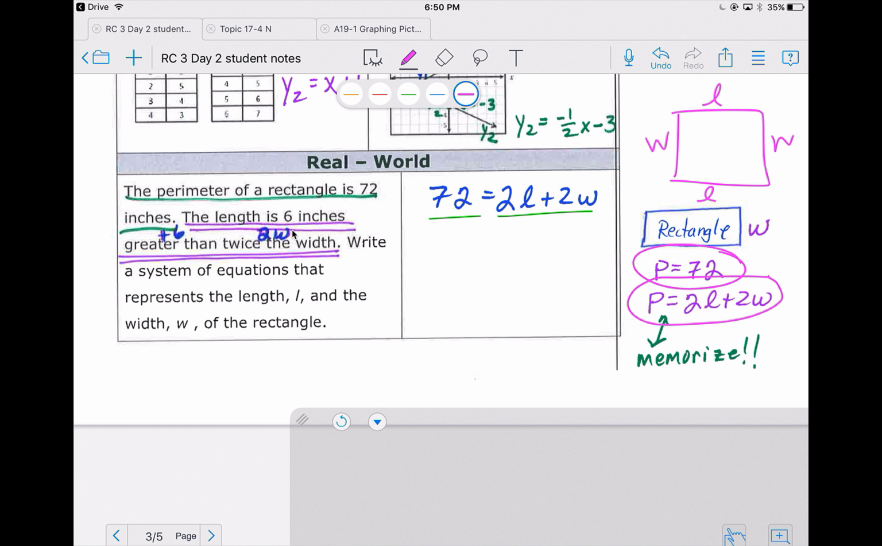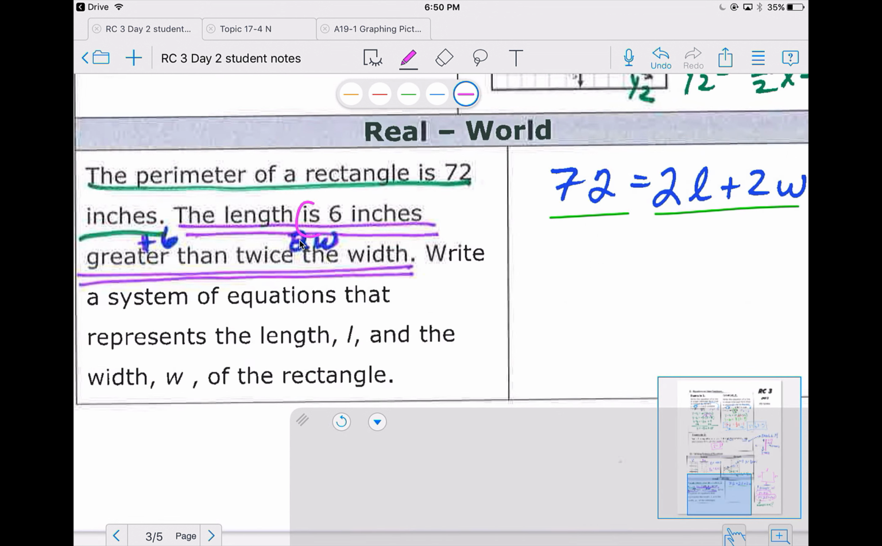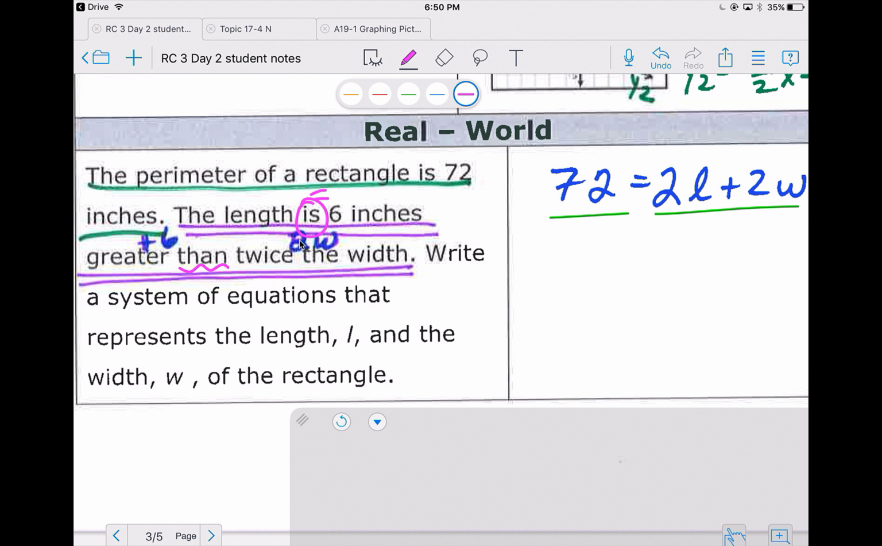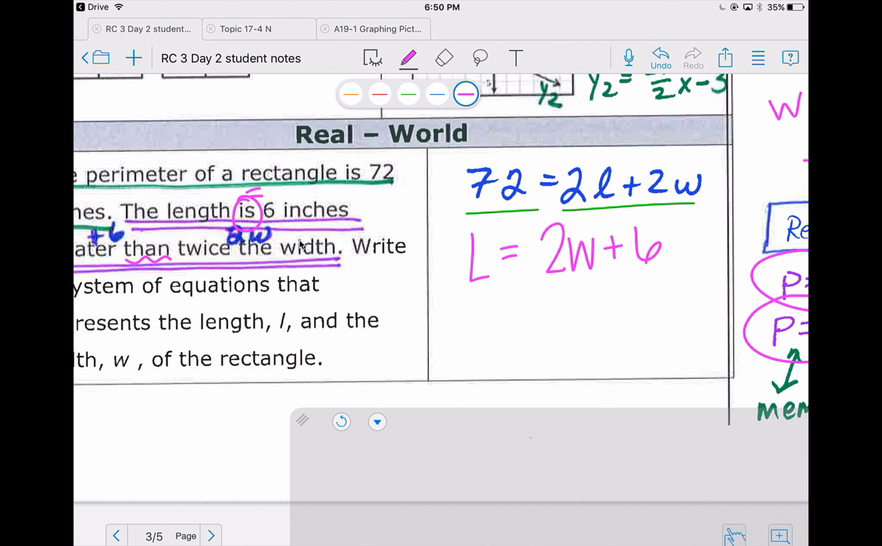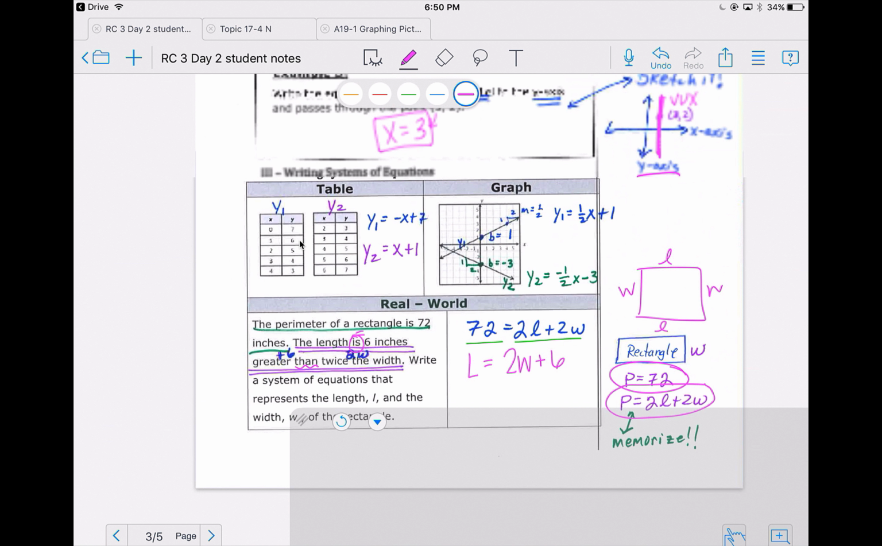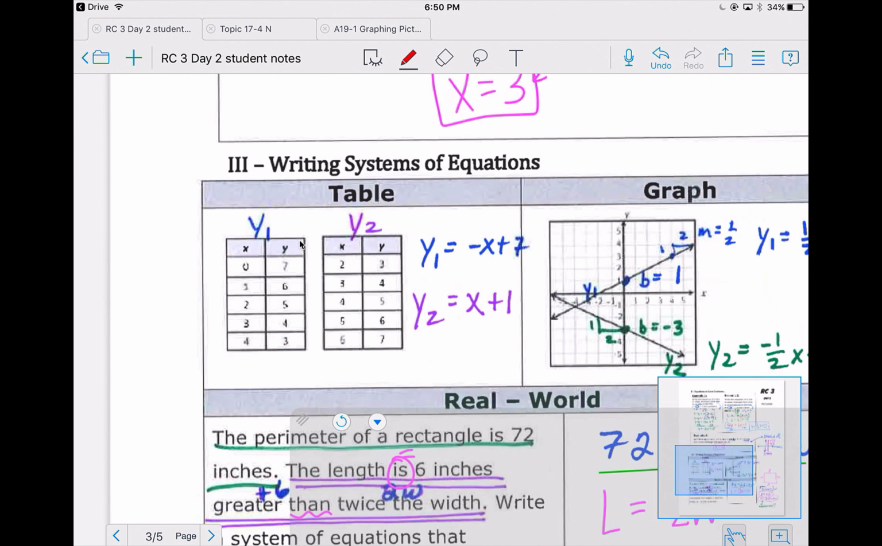The other equation that we need: the length is 6 inches greater than twice the width. So remember, the word is means equals. Greater than is technically a switch word. So length is, or equals. Greater than would go in the back. Twice the width would be 2W. Remember, with systems, all of the systems that you're going to see in algebra are two equations.